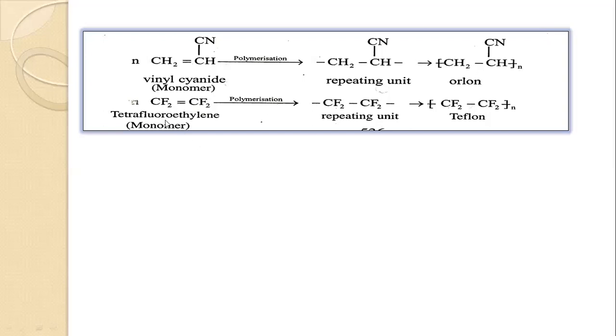See, the next example is written here. The monomer is tetrafluoroethylene. Tetra means 4, and fluoro means 4 fluorines are there, in CH2 double bond CH2. So hydrogens are removed, and instead of these hydrogens, fluorines are kept. So this is called tetrafluoroethylene. If ethene is there, ethene forms polythene, and if tetrafluoroethylene is there, it forms polytetrafluoroethylene. It is also called Teflon.